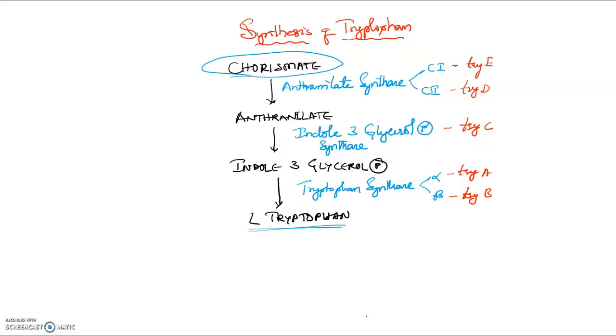Now let's look at how the operon will look like. I hope you have understood how tryptophan is synthesized. It is synthesized from chorismate, which forms anthranilate. Anthranilate forms indole 3-glycerol phosphate, which forms L-tryptophan. It requires 3 enzymes: anthranilate synthase, which has 2 components, C1 and C2, indole 3-glycerol phosphate synthase, and tryptophan synthase, which has 2 components, alpha and beta. Now these 3 enzymes are translated by 5 genes, that is tryptophan A, B, C, D and E.